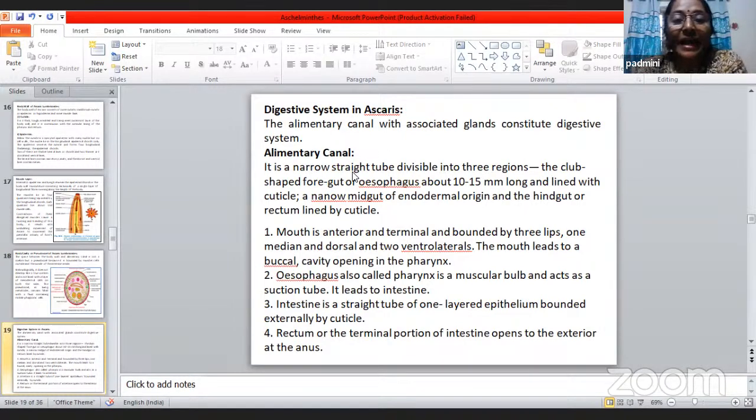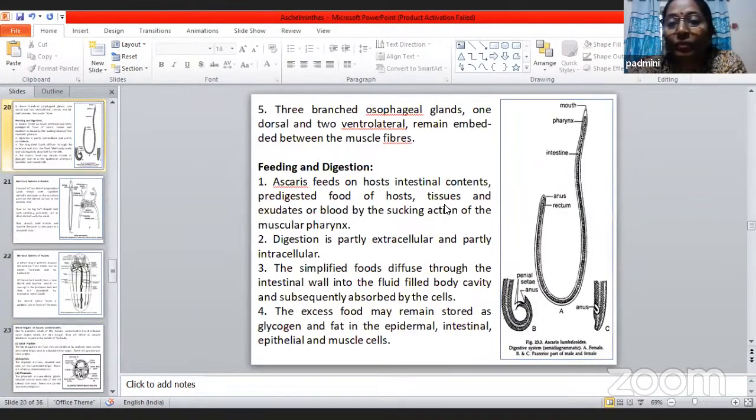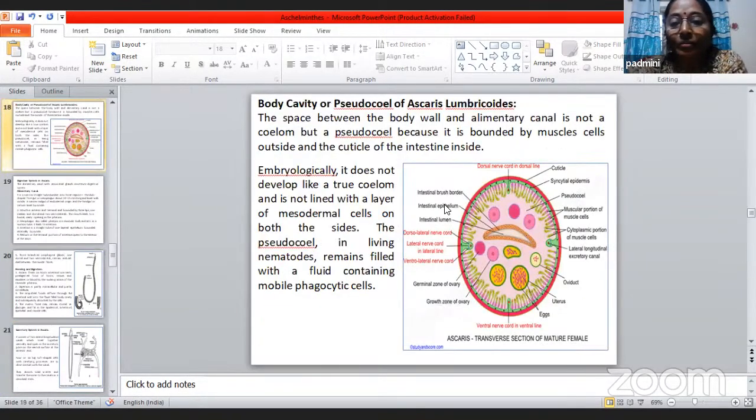Alimentary canal: a narrow, straight tube, divisible into three regions. The club-shaped foregut. Do I have the picture over there? I'm so sorry, I don't have a picture.